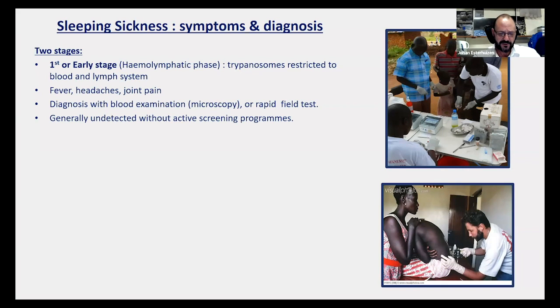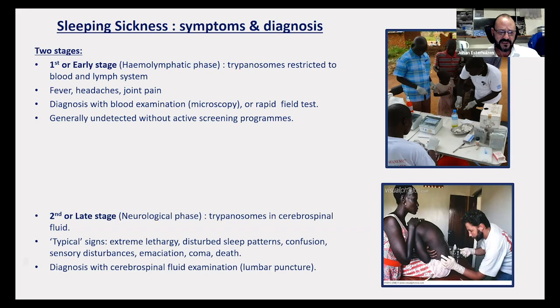An active screening program means that we go out, we mobilize the community, and as many people as possible come and get a blood screen, through blood examination, through a microscope or a rapid field test. The reason it goes undetected is because the symptoms are quite similar to malaria. So people don't necessarily realize they have sleeping sickness.